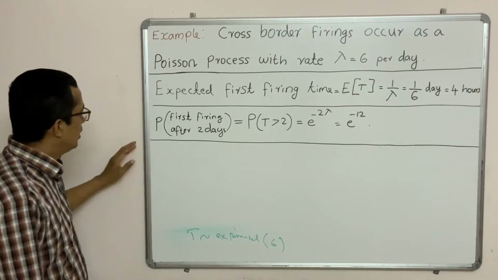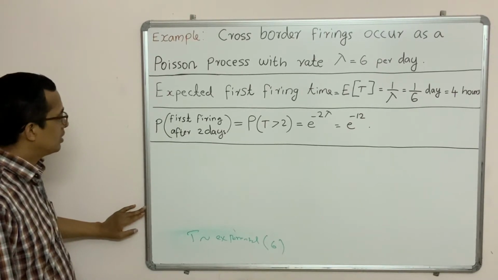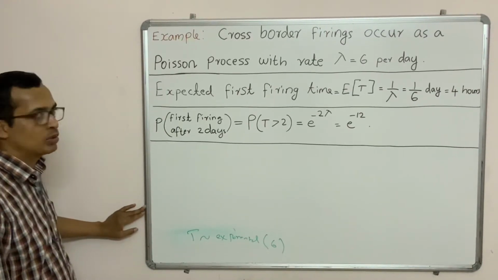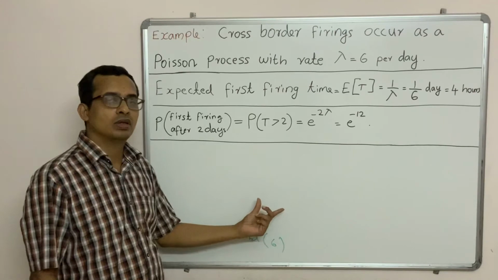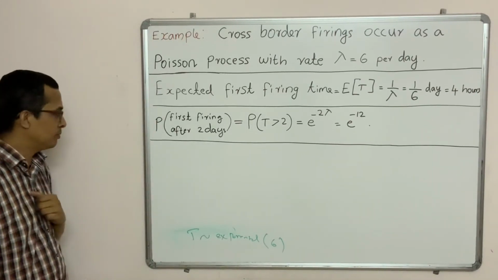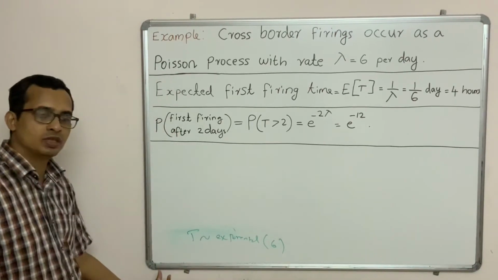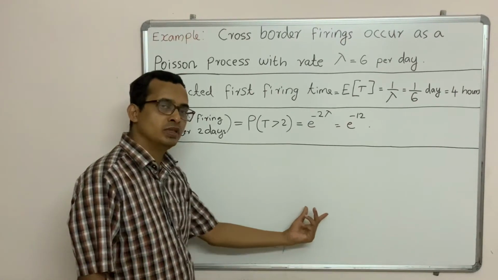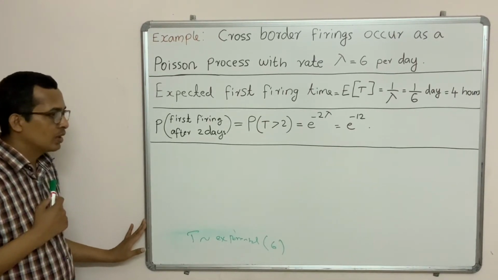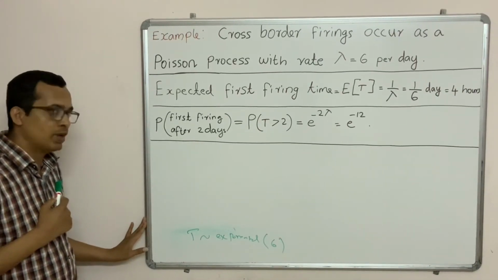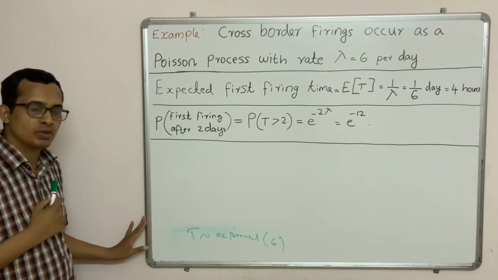Okay. Then one may also ask the question, what is the probability that the first firing happens after 2 days? That is exactly the probability that T is greater than 2, with day as the unit of time. So probability of T greater than 2. Now we know that T is exponential with parameter 6, so it is just e power minus 2 lambda, which is e power minus 12. So here we are using the fact that the first arrival time for a Poisson process is exponential with parameter lambda, where lambda is the arrival rate or intensity of the given Poisson process.